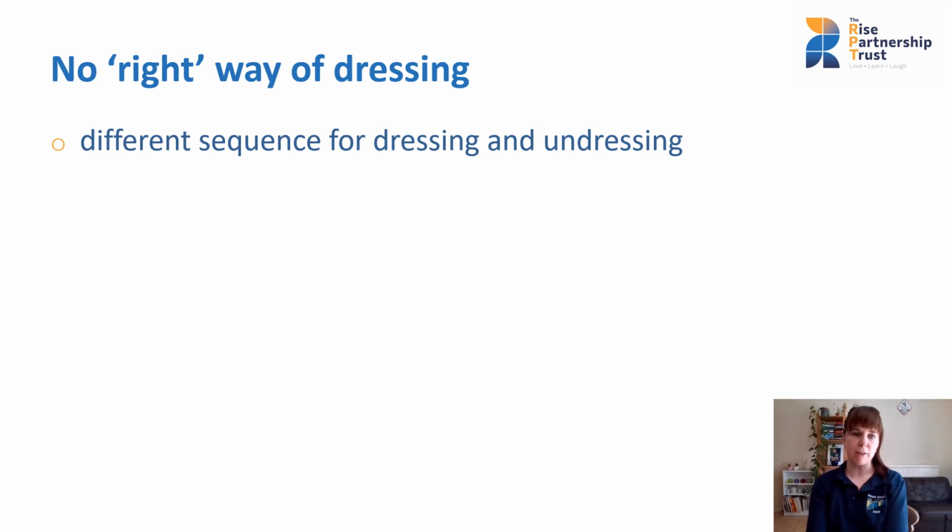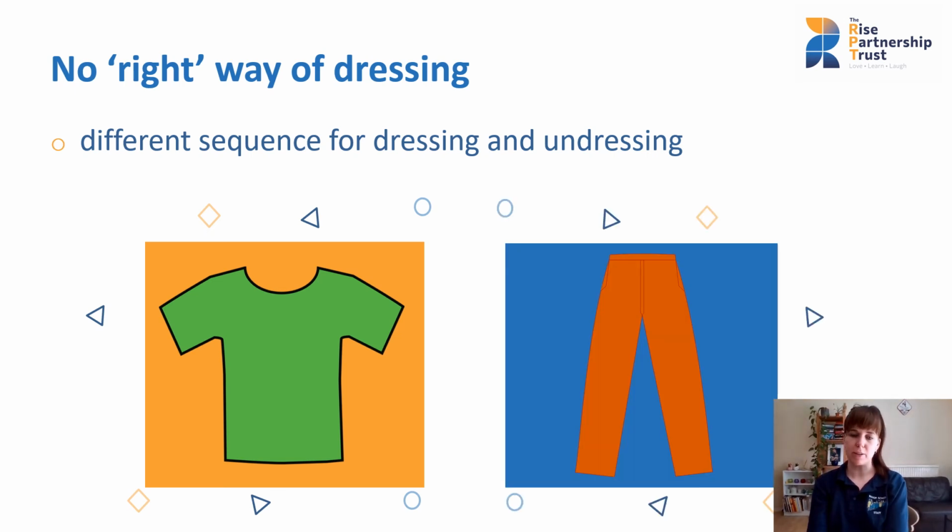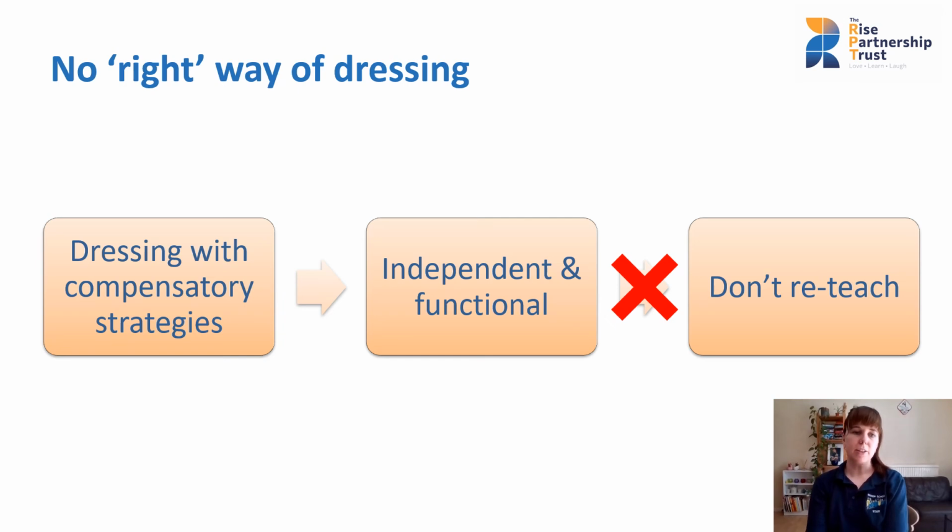There's also no right way to sequence dressing and undressing. Some people put their t-shirt on first, and others put their trousers on first. Children who are already dressing and have compensatory strategies, you don't need to reteach them if their approach is functional and they are independent.